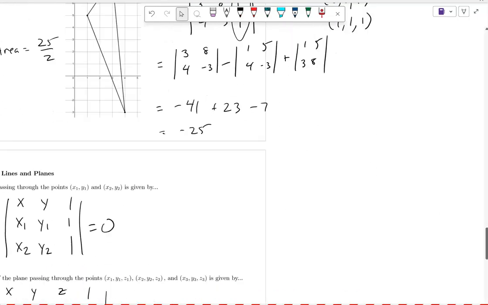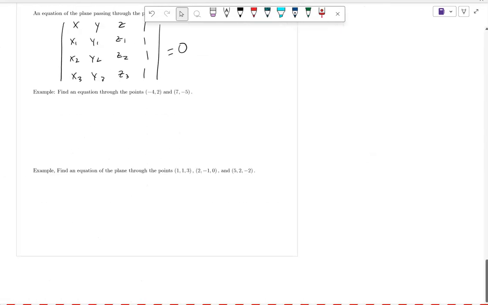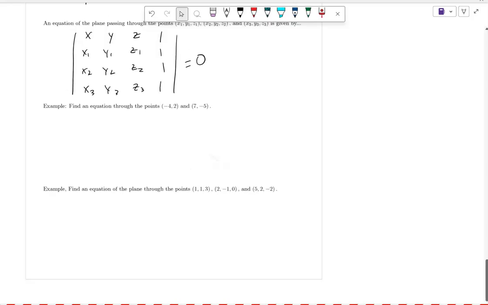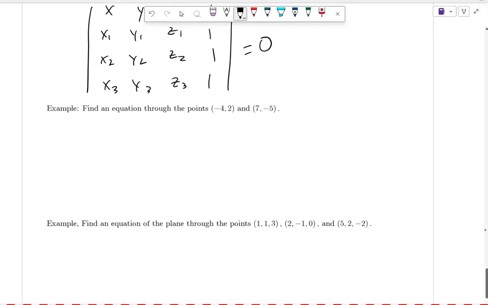Okay. So just to do this real quick for one of these, if I want to find the equation of the line that goes through those 2 points, I can set it up this way. I'd use x, y, 1 as my first row, -4, 2, 1 is my second row, and 7, -5, 1 is my third row. That has to equal 0.